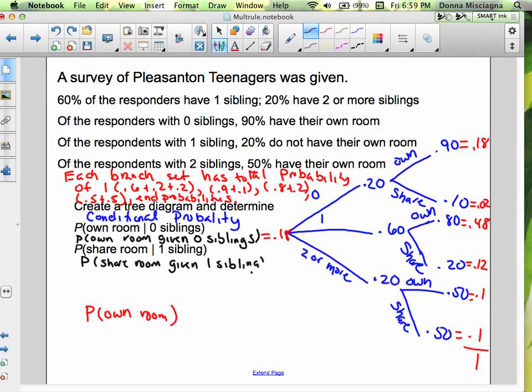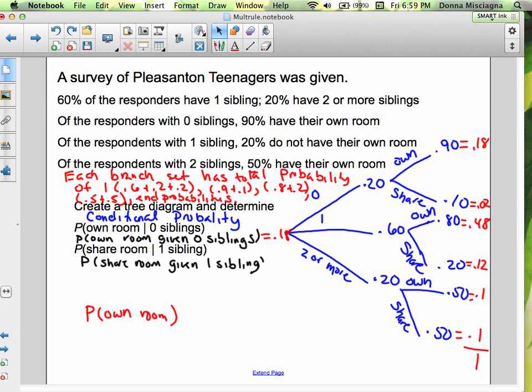Looks like my G is missing here. So the probability you share a room, given you have 1 sibling, means I need to go down the branch with the 1 sibling. So that means I'm going to multiply the 0.16, and then I need to continue down the branch, or across the branch. I guess it's better to say across.